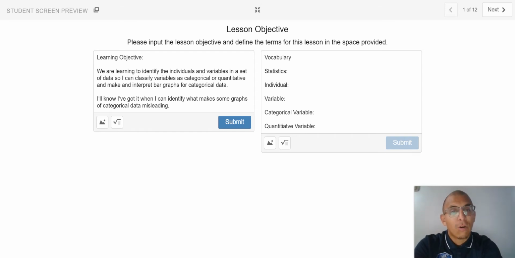Our first lesson is going to take us through how data can be misleading. So for this lesson, our learning objective is to identify the individuals and variables in a set of data, so I can classify variables as categorical or quantitative and make and interpret bar graphs for categorical data. I'll know I've got it when I can identify what makes some graphs of categorical data misleading.